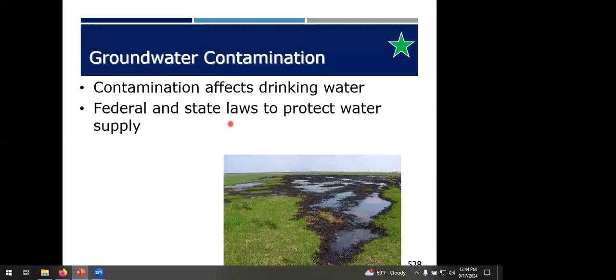Things that can contaminate groundwater: runoff from landfills, leaking underground storage tanks. We're going to talk about underground storage tanks. Decaying matter can also affect our drinking water. Different chemicals that we use on our lawn for pest control, weed control, all of that can affect our groundwater. Again, just a duty: if I know of contaminated groundwater, I have a duty to disclose that.